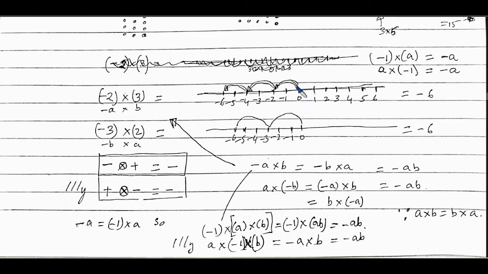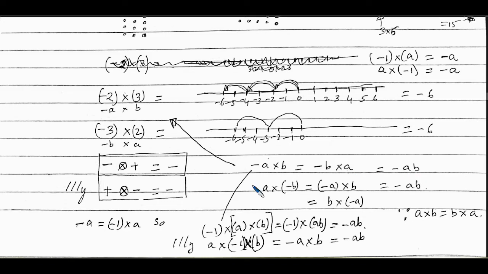Suppose you have minus 2 and then you continue in the same direction, in the negative direction, 3 times. So you get minus 6. And similarly I can also do minus 3 into 2, that is I go in the negative direction minus 3 and continue in the same direction twice. So minus a into b or minus b into a, they are the same, is equal to minus ab.